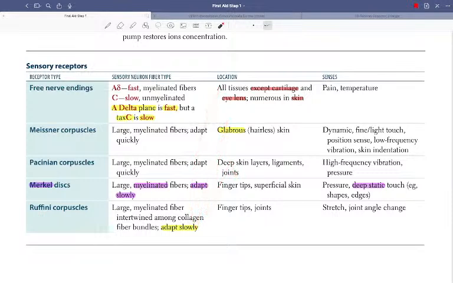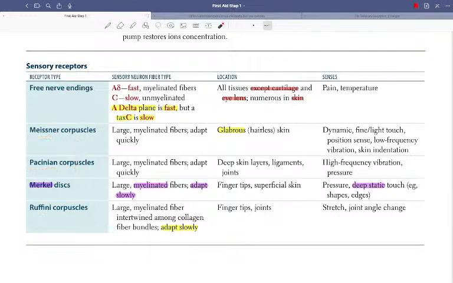The most important thing is deep static touch. This is myelinated and adapts very slowly. Pacinian and Meissner were the faster adapting ones, while Ruffini and Merkel were the slow ones. Remember Miss Pacman: Pacinian was faster.